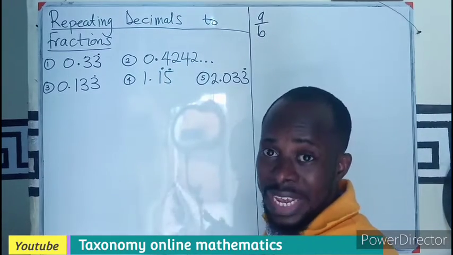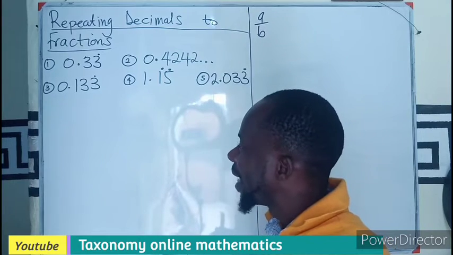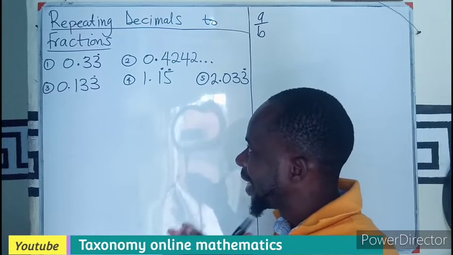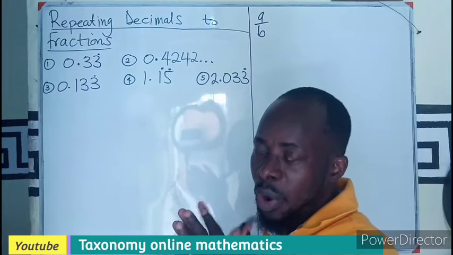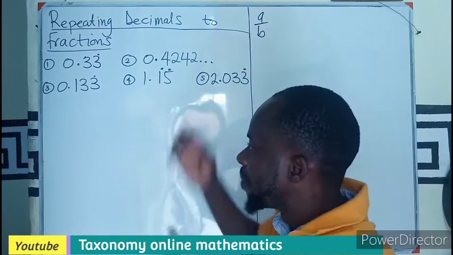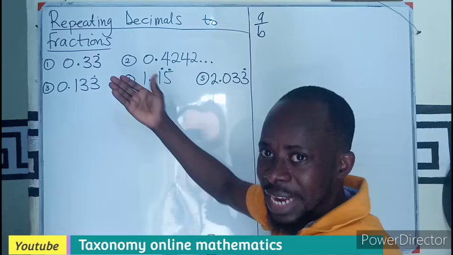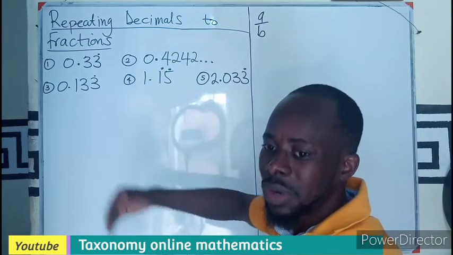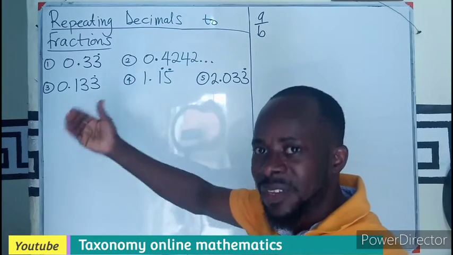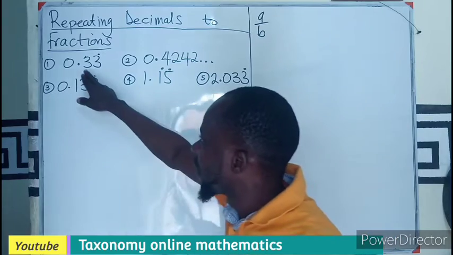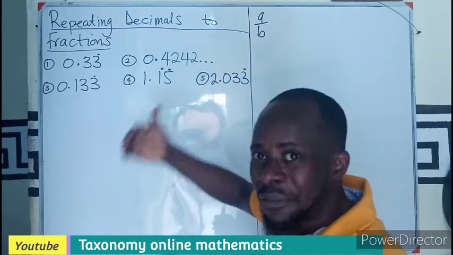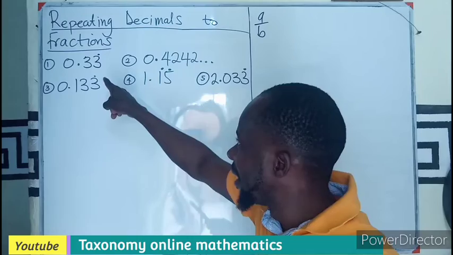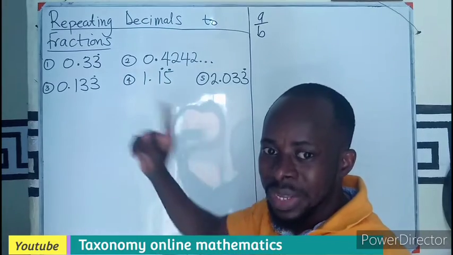The first one is the mental trick, whereby if you look at 0.3 with a dot on top, or with a bar, sometimes a bar or 3 dots at the back, it means the number we are seeing at the decimal part is recurring or repeating itself. Now you ask yourself, how many numbers are repeating after the decimal point? So in this case, we have only one number, which is 3.